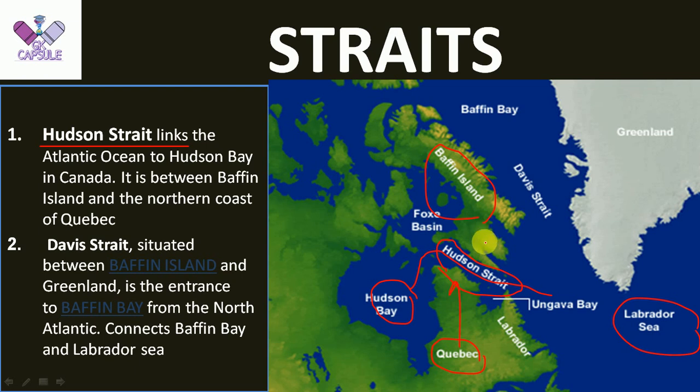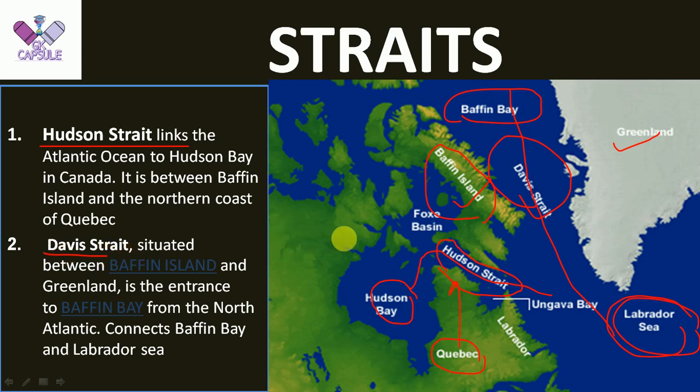Now the next important strait is the Davis Strait, and it is between the Baffin Island and Greenland, and it is connecting Baffin Bay with the Labrador Sea. So this is connecting like this. So this is the Davis Strait. So we have studied these two straits here.